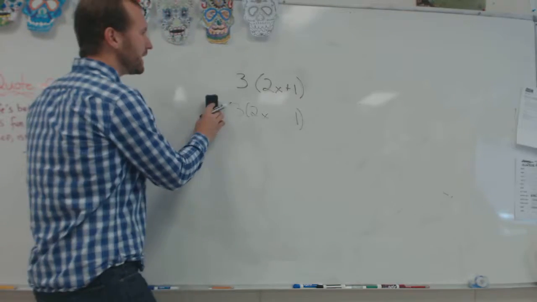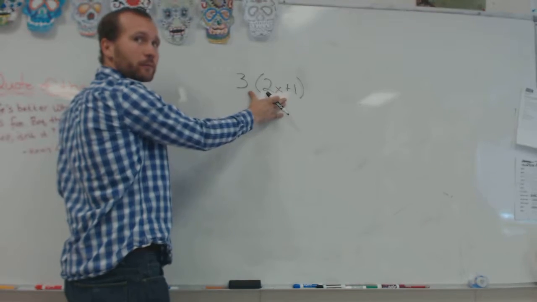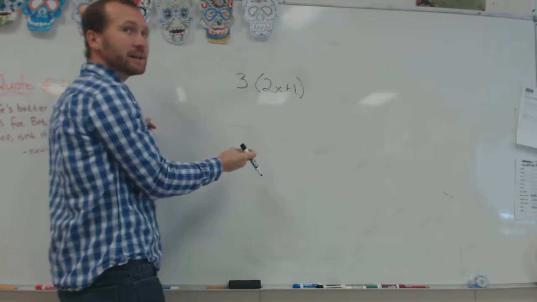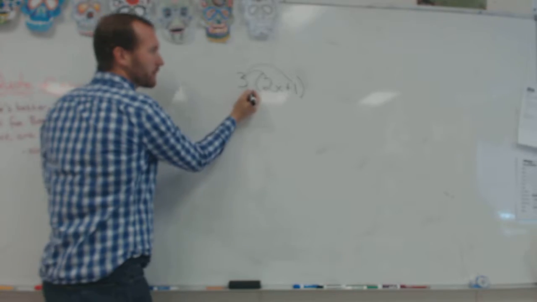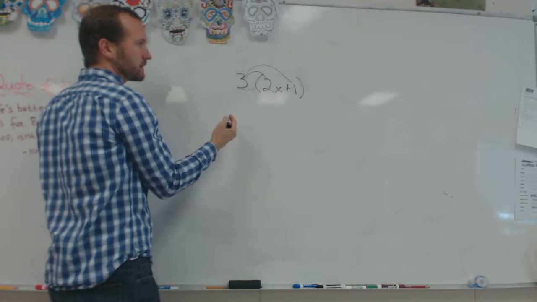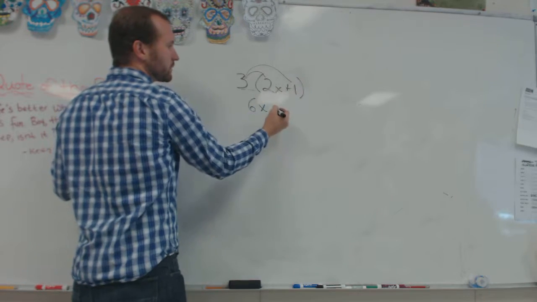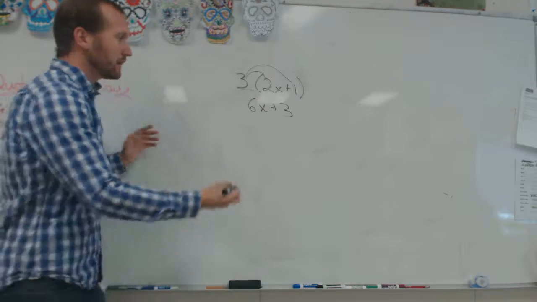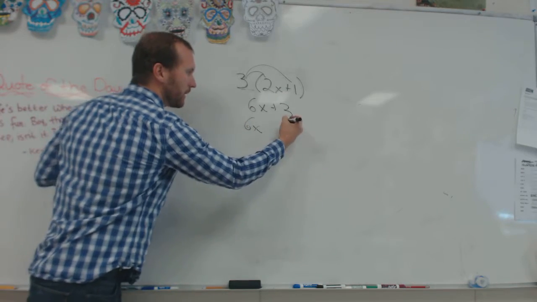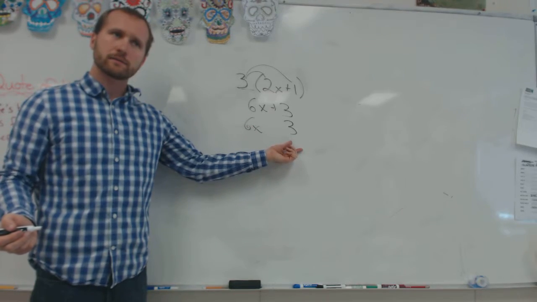When I have parentheses like this, the whole thing is one term. So in order to turn it into 2 terms, I have to do my distributive property with the number that's right in front of those parentheses. So 3 times 2x is 6x, plus 3 times 1 is 3. Now I have 2 terms. That's great, Nate. So the 6x is a term and the 3 is a term, and those terms now make sense.